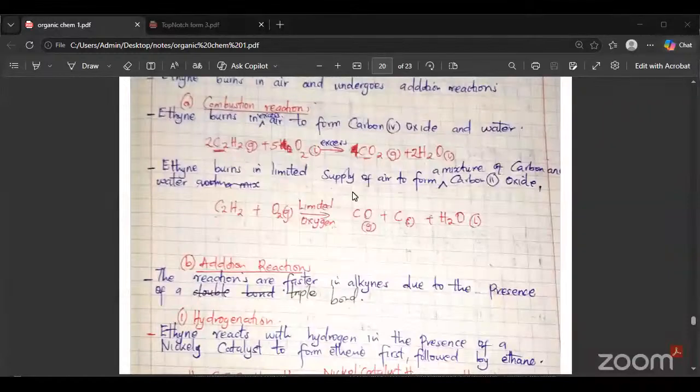Now to addition reactions. So zote zinakuwa nini? Addition reactions. Now, I was very particular about addition reactions. Addition reaction is only special for the two unsaturated hydrocarbons. Number one, it is special for alkenes and alkynes.